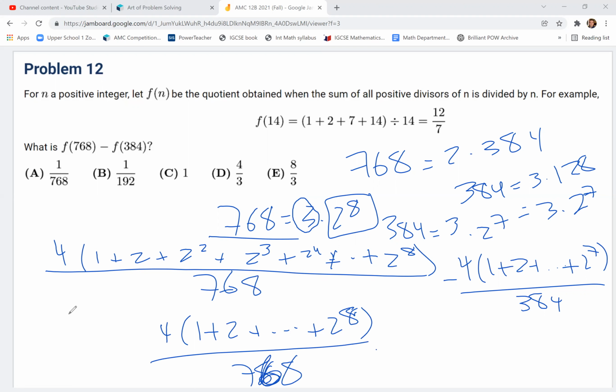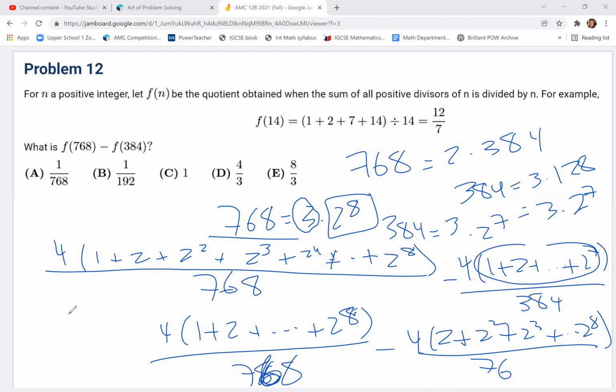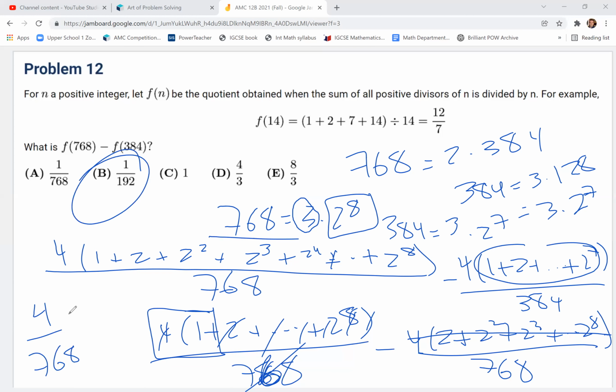Minus, and then it's going to be 4 times, now multiplying by 2 multiplies each of these, so it's (2 plus 2 squared plus 2 cubed ... 2 to the 8) over 768. Notice how all of these cancel. All you're going to be left with is 4 times 1, because the 4 times 2 cancels, the 4 times 2 squared cancels, 4 times 2 cubed cancels, all the way up to 4 times 2 to the 8. So you're just left with 4 over 768, which reduces to 1 over 192.